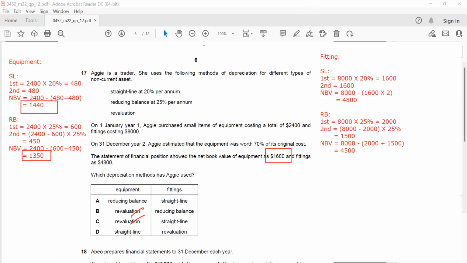So now we compare which one is the same. Okay, here they say the second year 4,008. So this one, 4,008. That means they are using straight line method. Straight line method. So the answer should be C. Okay, now next move on.